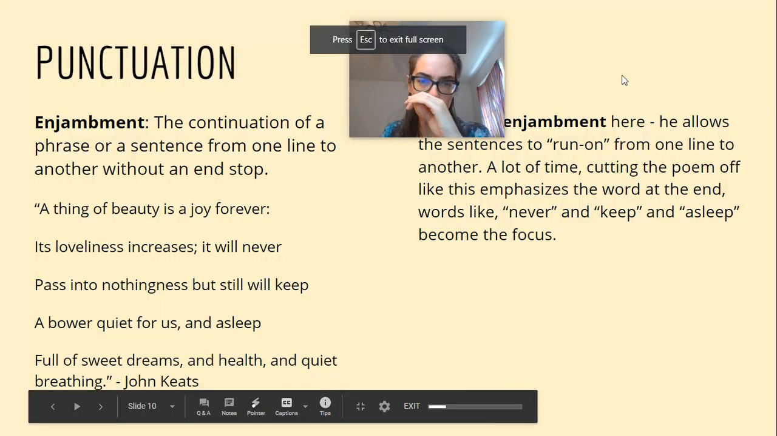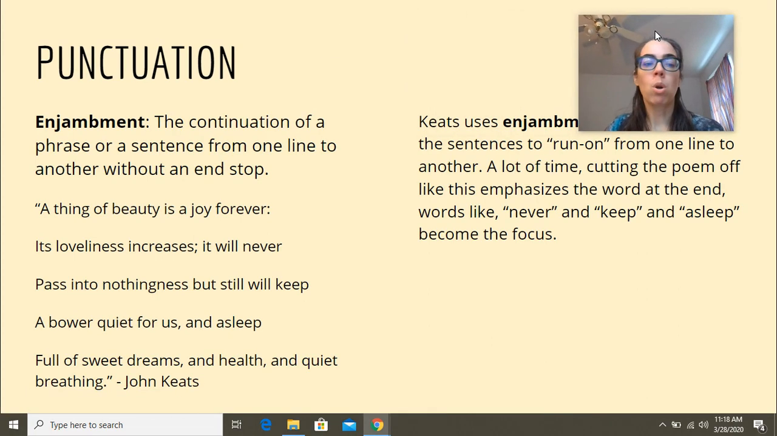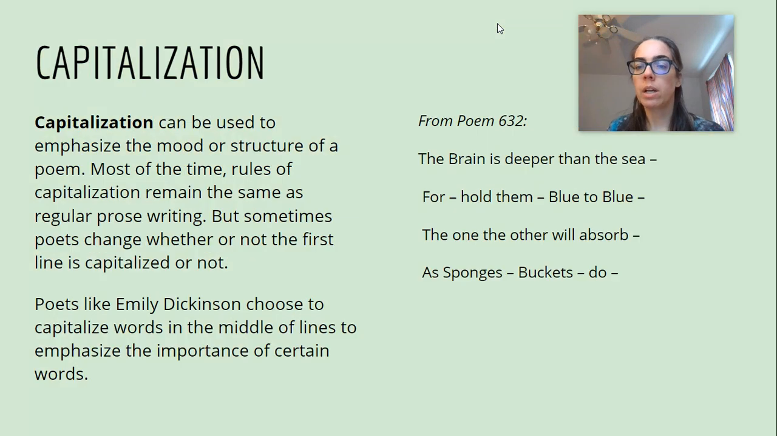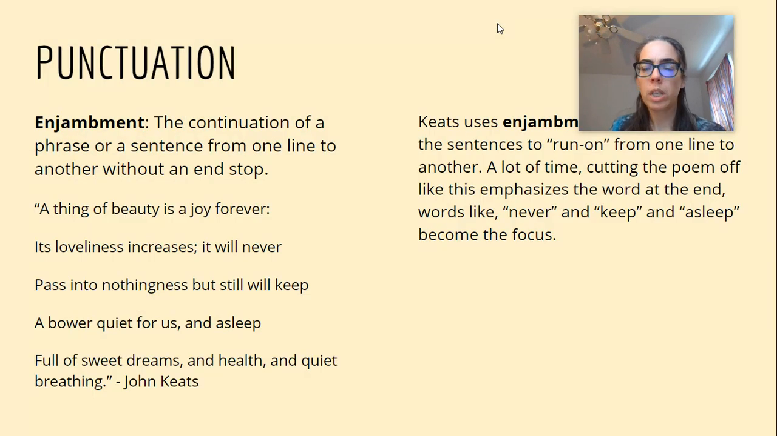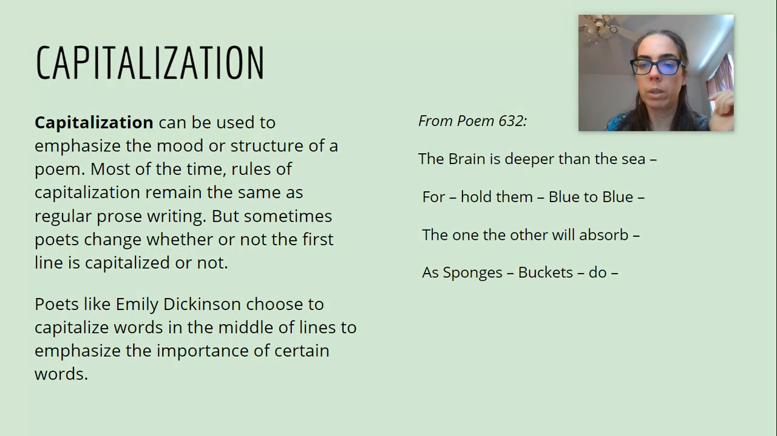Okay. So back to enjambment. Enjambment is great because it can put emphasis on words at the end of a line, and it kind of draws attention to that word, but it also adds a little something to the poem, and we'll talk about that. But here, as you notice, it's almost like a run-on from one line to another. So it's emphasizing these words like "never," "keep," "asleep," whereas normally we would have this really long line, and some of those words would get lost in what we were looking at.